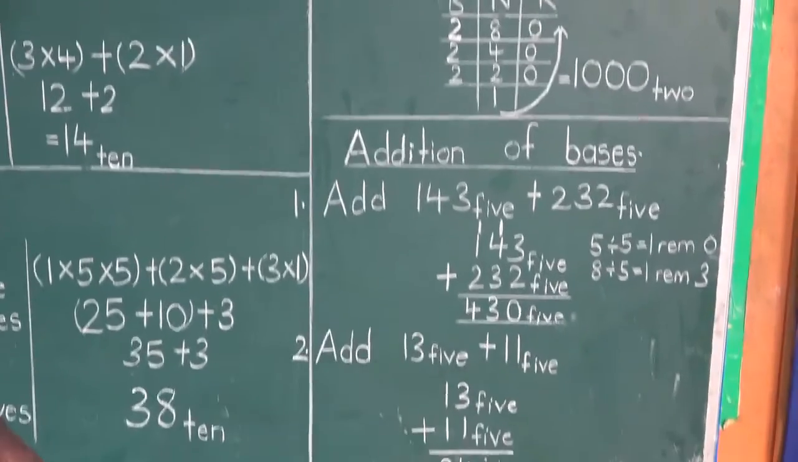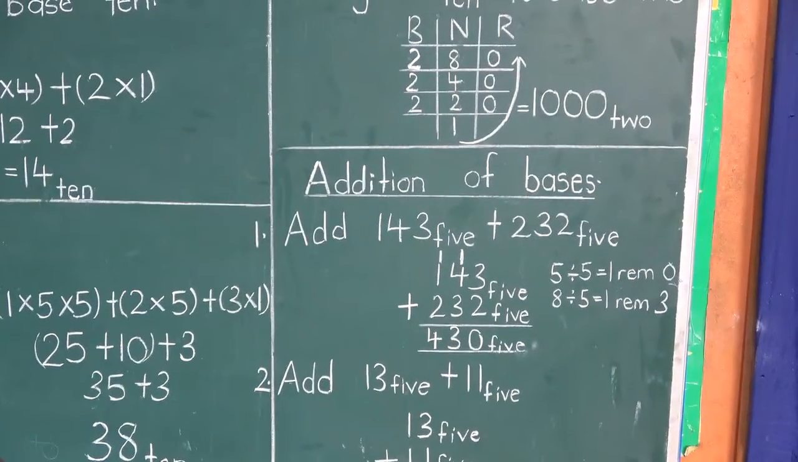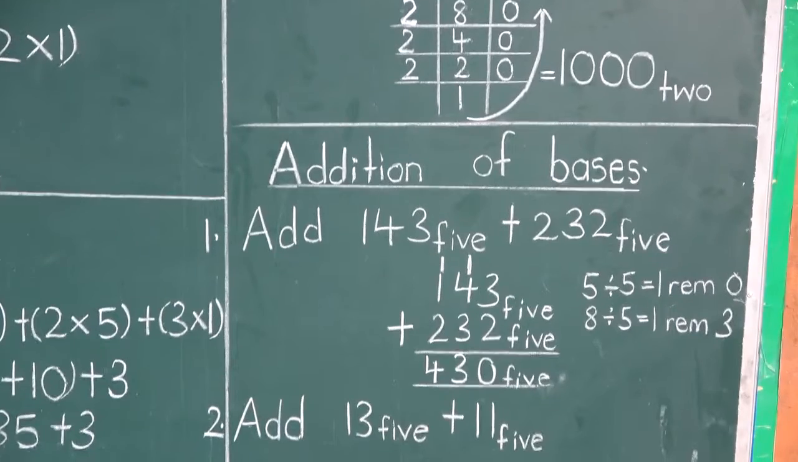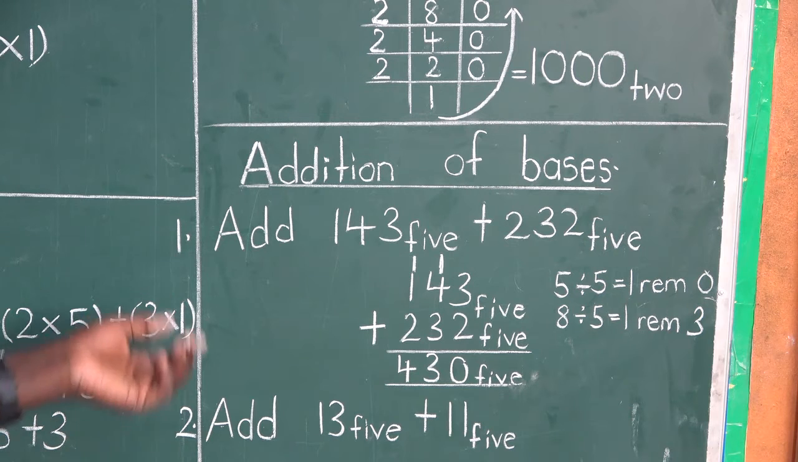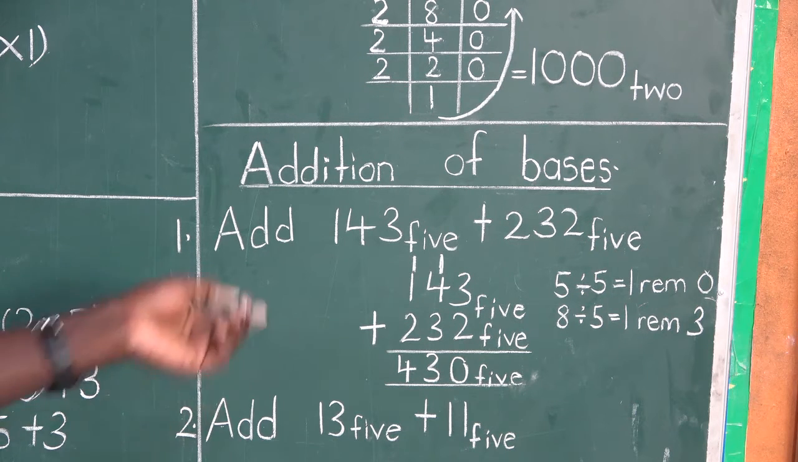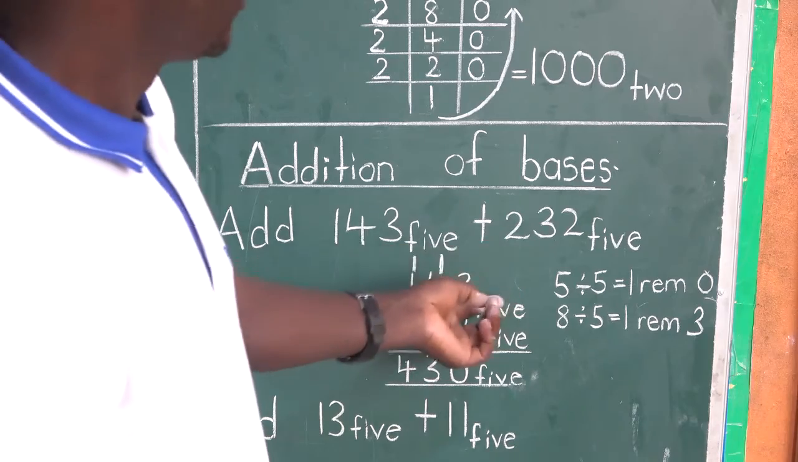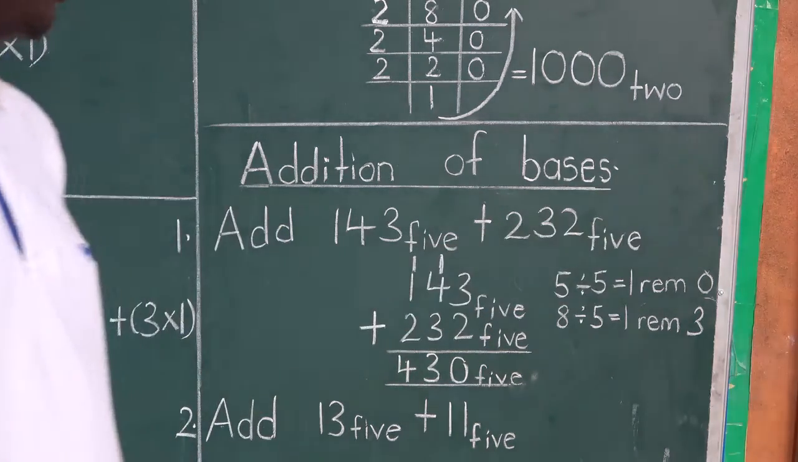Then we look at how one can add the bases, having learned about place values, about expansion, about changing one base to base 10, and from base 10 to another base. Those are around 4 subtopics in this very lesson. Now, go to fifth: addition of bases. We are going to look at how one can add in base system. And example number 1 says, add 143 base 5 and 232 base 5.